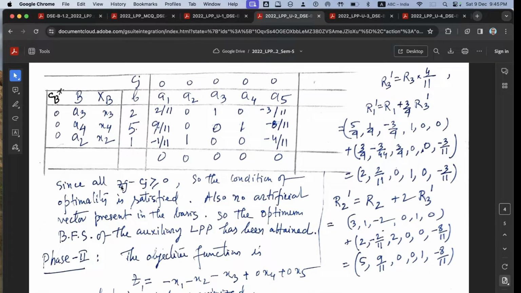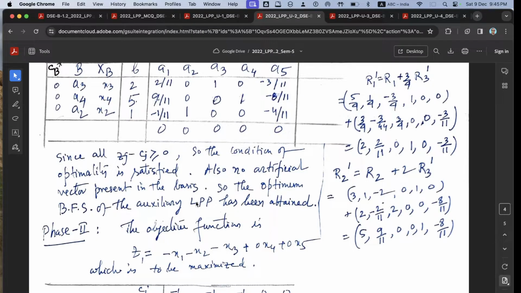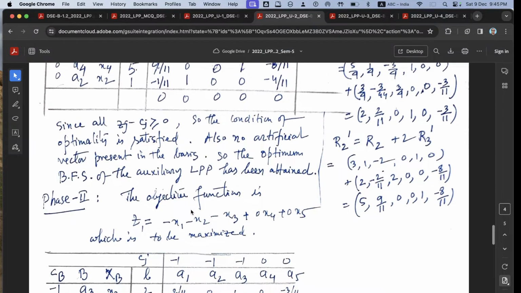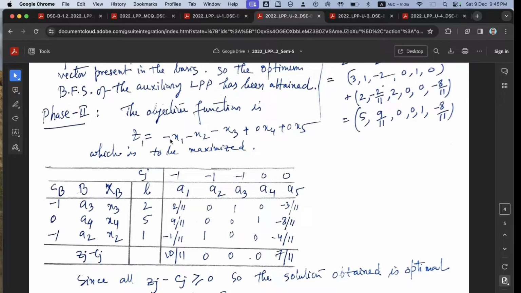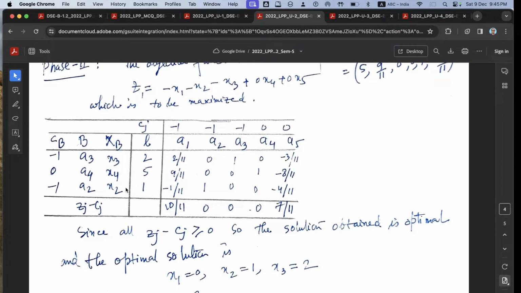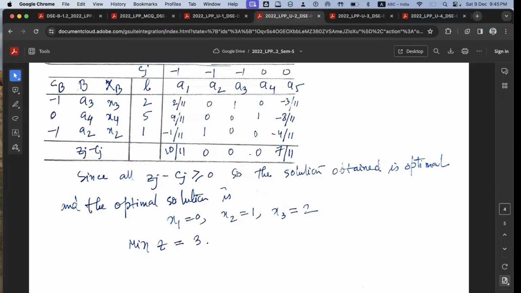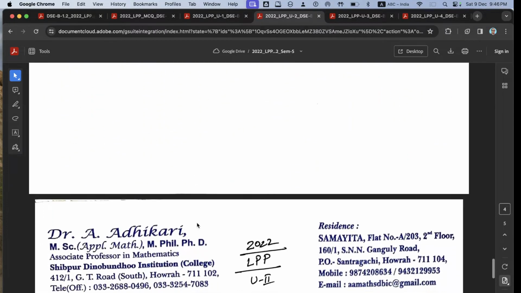In the final table of phase 1, since zj minus cj greater than or equal to 0, the condition of optimality is satisfied, and also no artificial vector is present in the basis, so the optimum basic feasible solution of the auxiliary LPP has been attained. For phase 2, the objective function is z1 equal to minus x1 minus x2 minus x3 plus 0x4 plus 0x5, which is to be maximized. For phase 2 we construct this table. Since all zj minus cj greater than or equal to 0, the solution obtained is optimal, and the optimal solution is x1 equal to 0, x2 equal to 1, x3 equal to 2, and minimum z equal to 3.